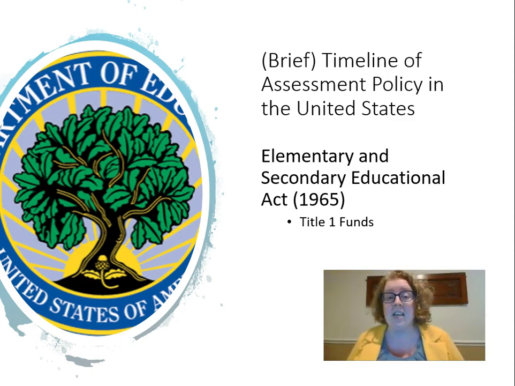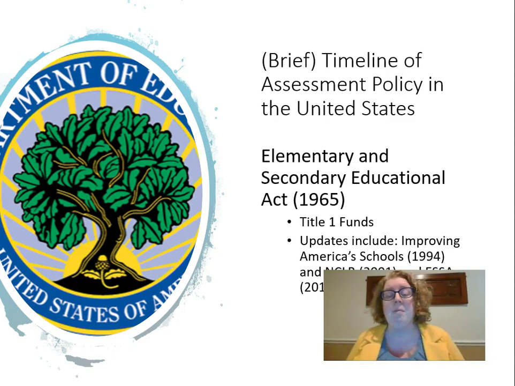The Elementary and Secondary Education Act has to be updated every 4 to 8 years. And so some of these updates have included Improving America's Schools in 1994, No Child Left Behind in 2001, and Every Student Succeeds Act in 2016. And they really provide accountability for federal funds and the tier system. And if you've heard that term, Title I schools, this is where it comes from.